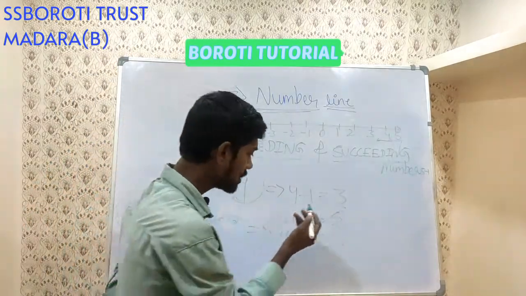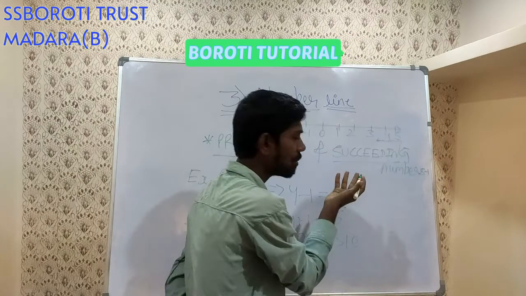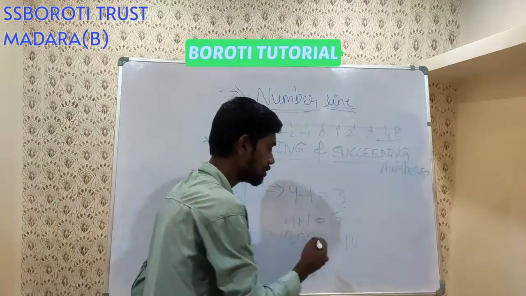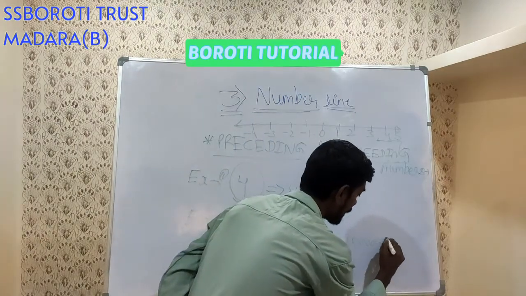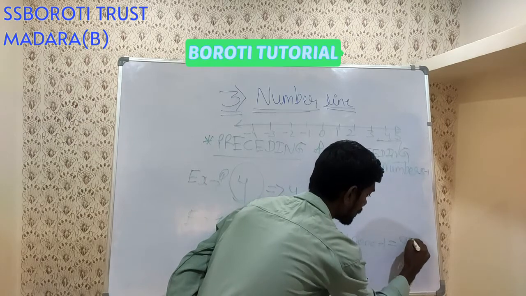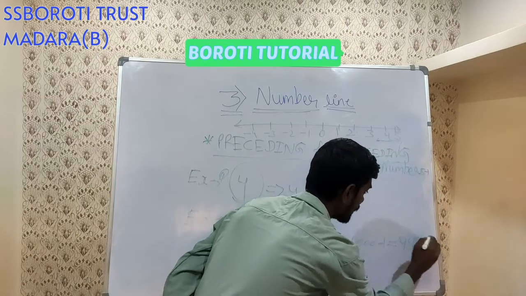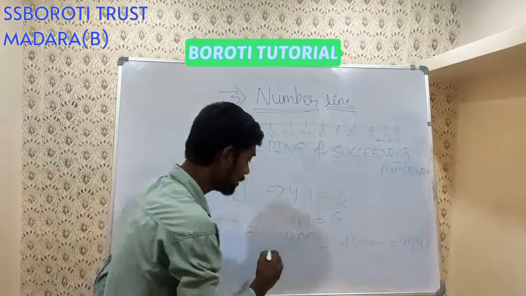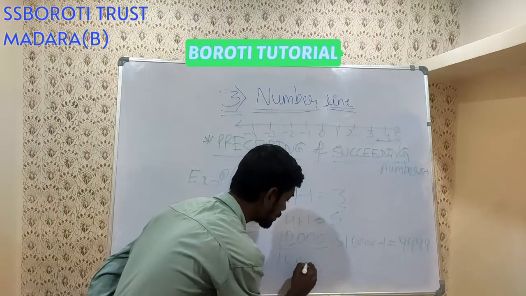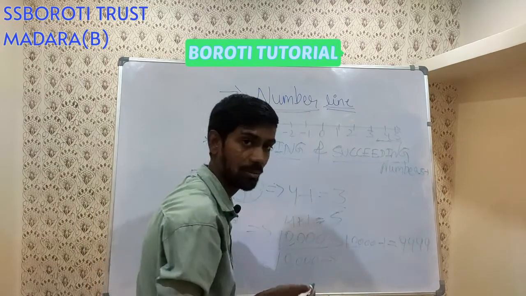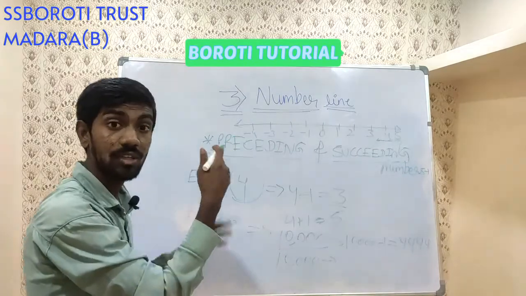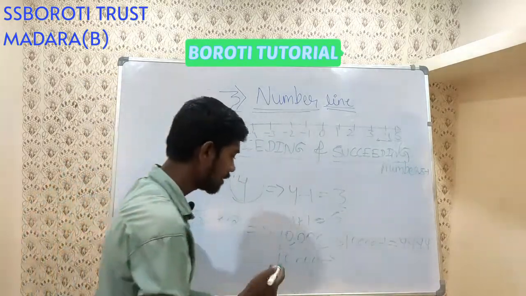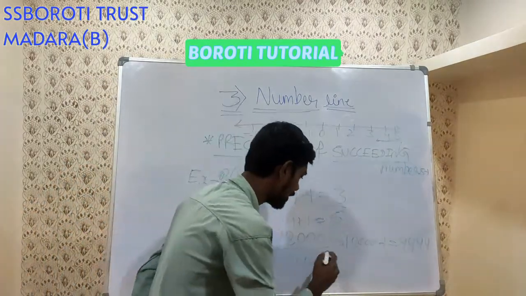What do you do? To find the preceding number, simply 10,000 minus 1 will be the preceding number, which is nothing but 9,999. The succeeding number of 10,000 is nothing but 1 more than the given number. Or you can see it as the right-hand side of the given number on a number line, the next to the given number.